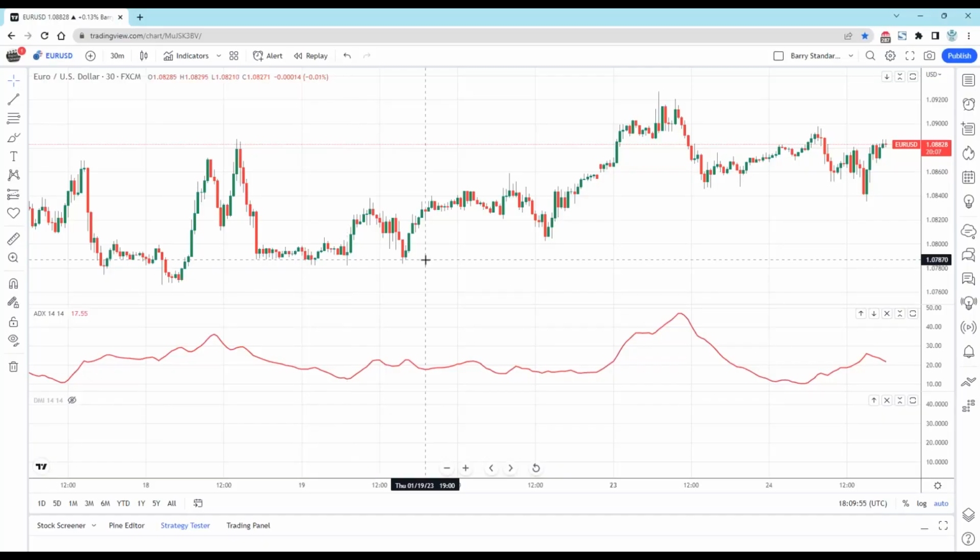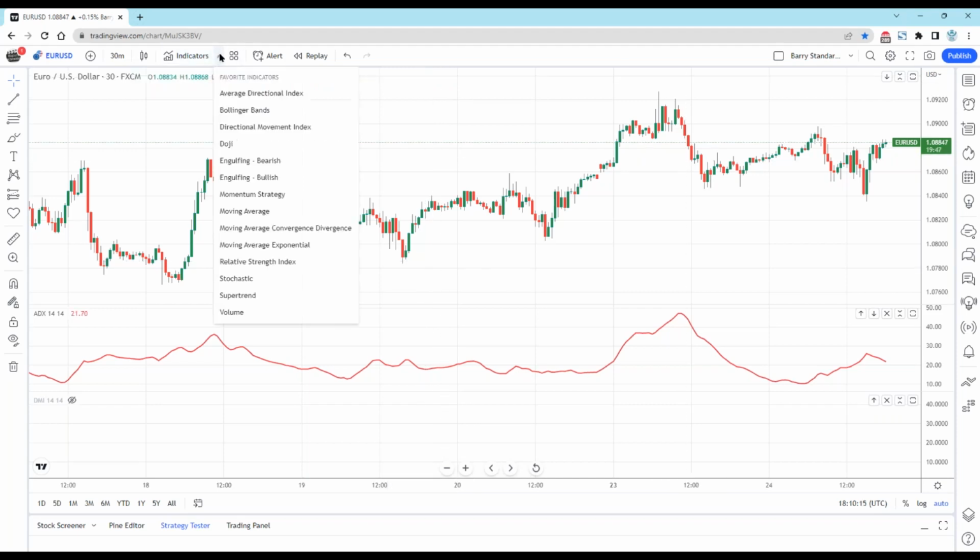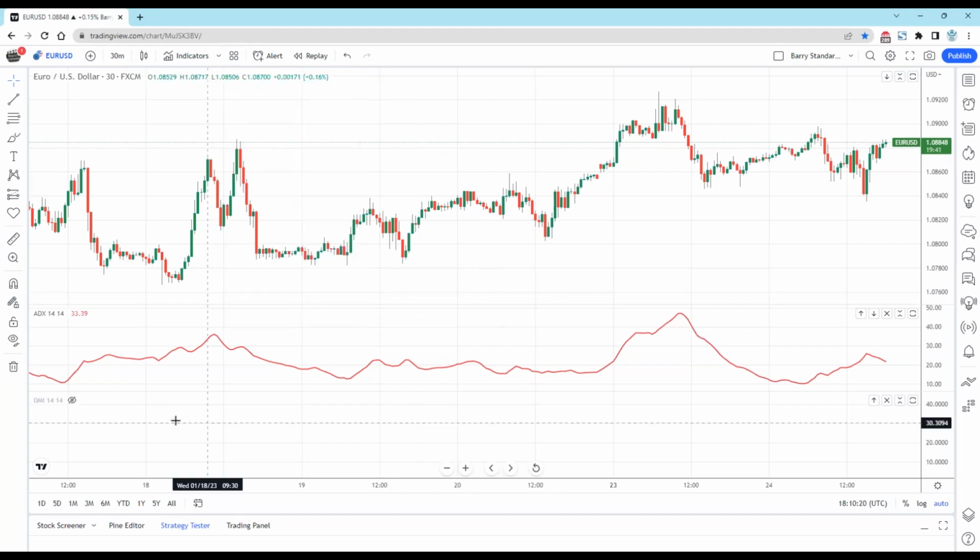Okay, this is a live chart of the Euro US dollar. It's not because I'm endorsing a trade for the Euro US dollar. This is my standard teaching chart. I always teach from the Euro US dollar 30-minute chart. Now, I've gone up here to my indicators, and I've selected average directional index, and it's dropped the average directional index on my charts.